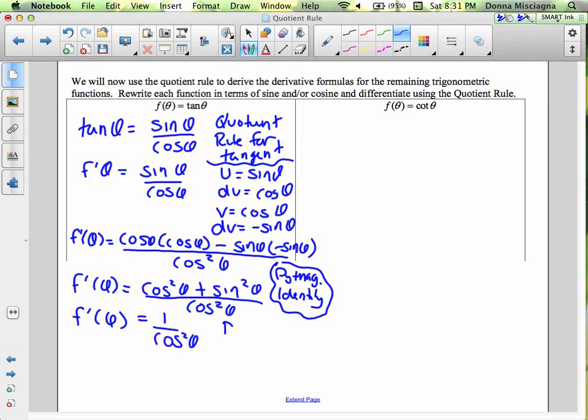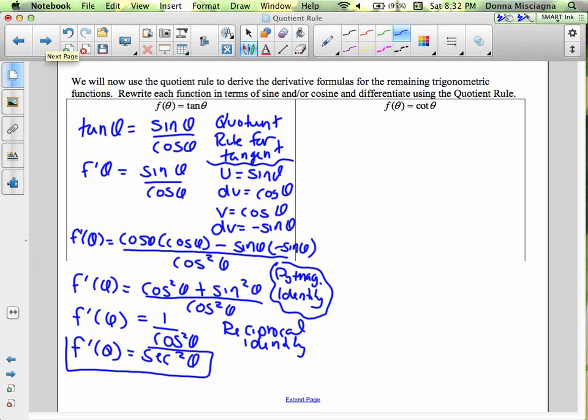Let's use a reciprocal identity. So cosine theta, who's its reciprocal? Well, its reciprocal is secant theta, so secant squared theta. So that means the derivative, with respect to theta, of tangent is secant squared theta. That's the derivative of tangent. Right? So put that in your notes so you know where it's derived.